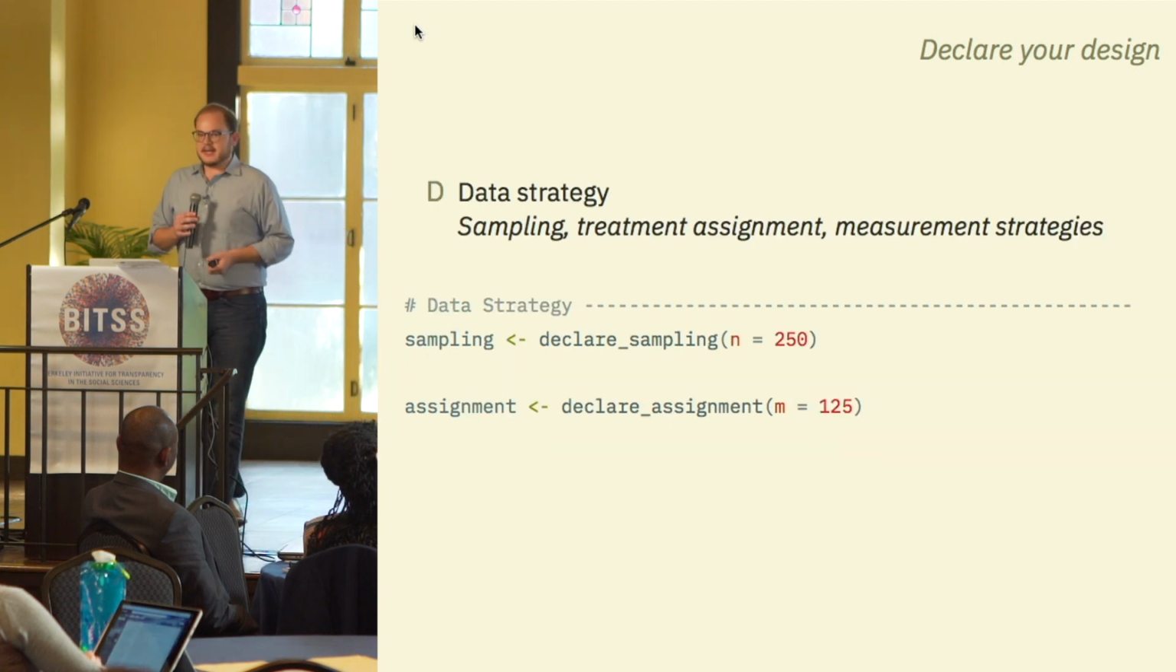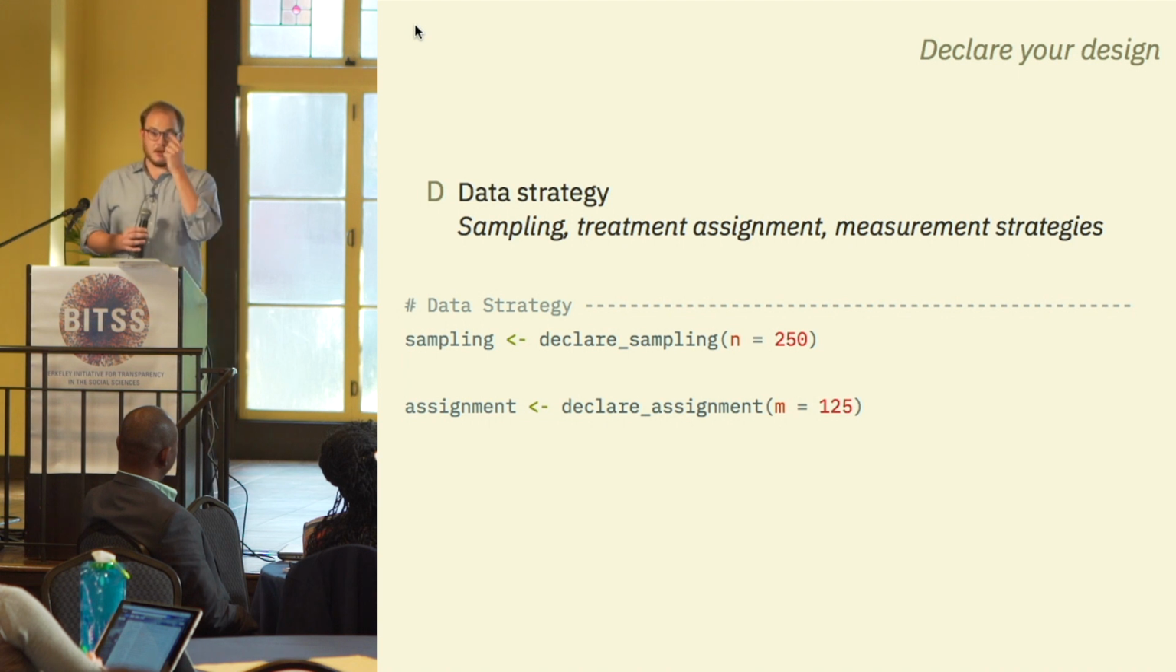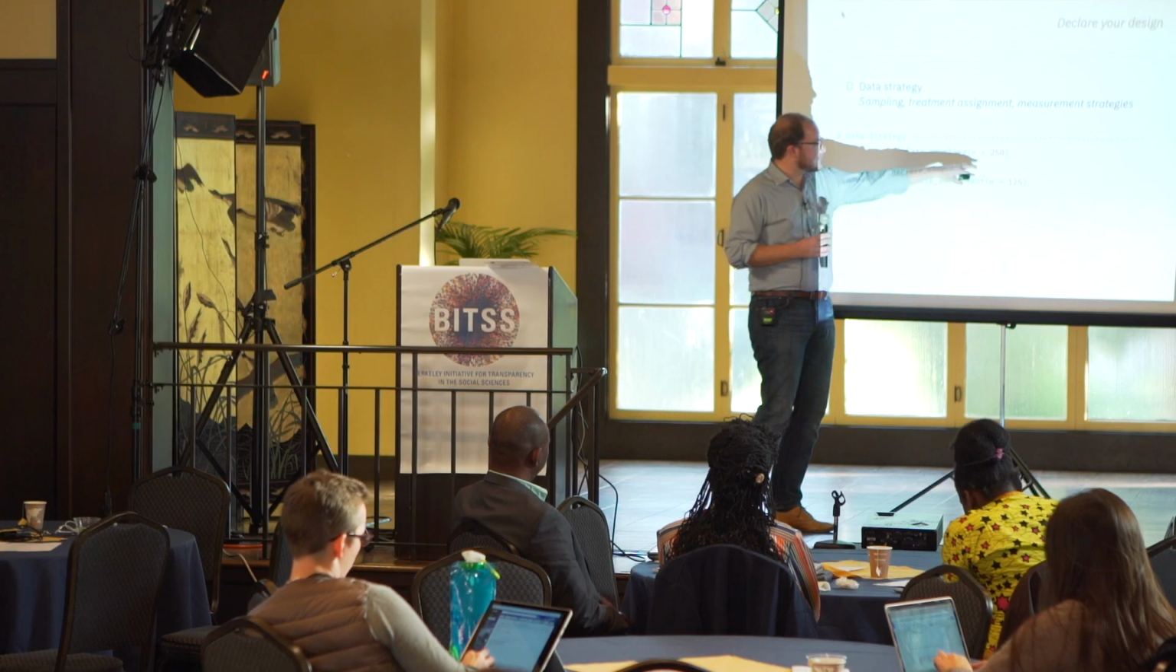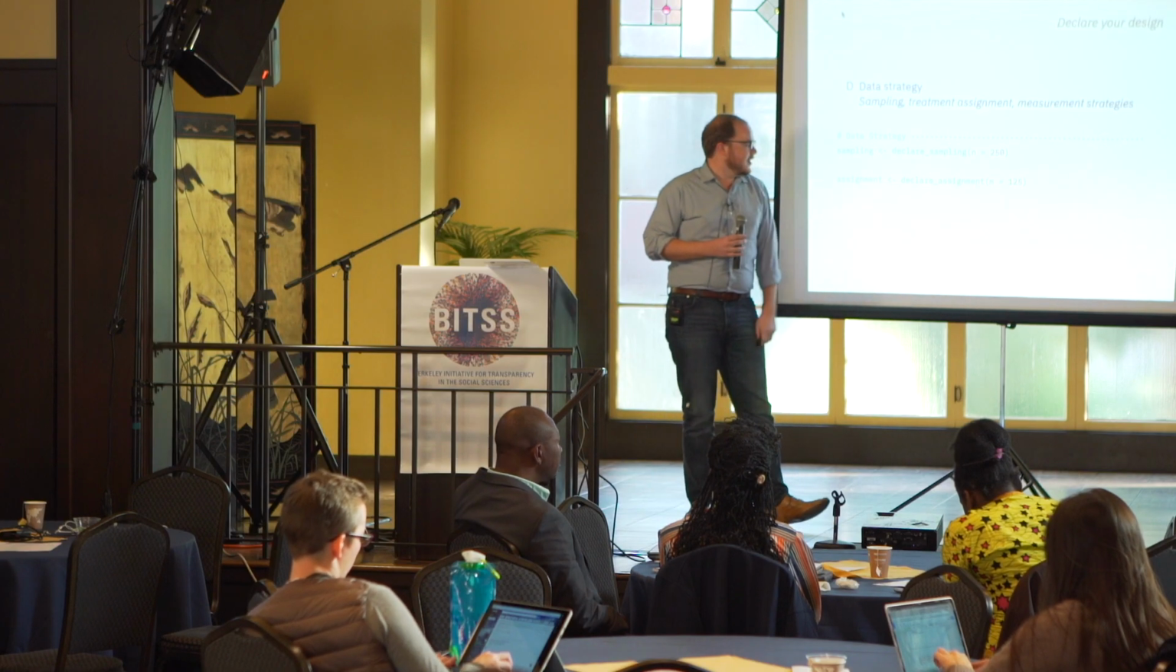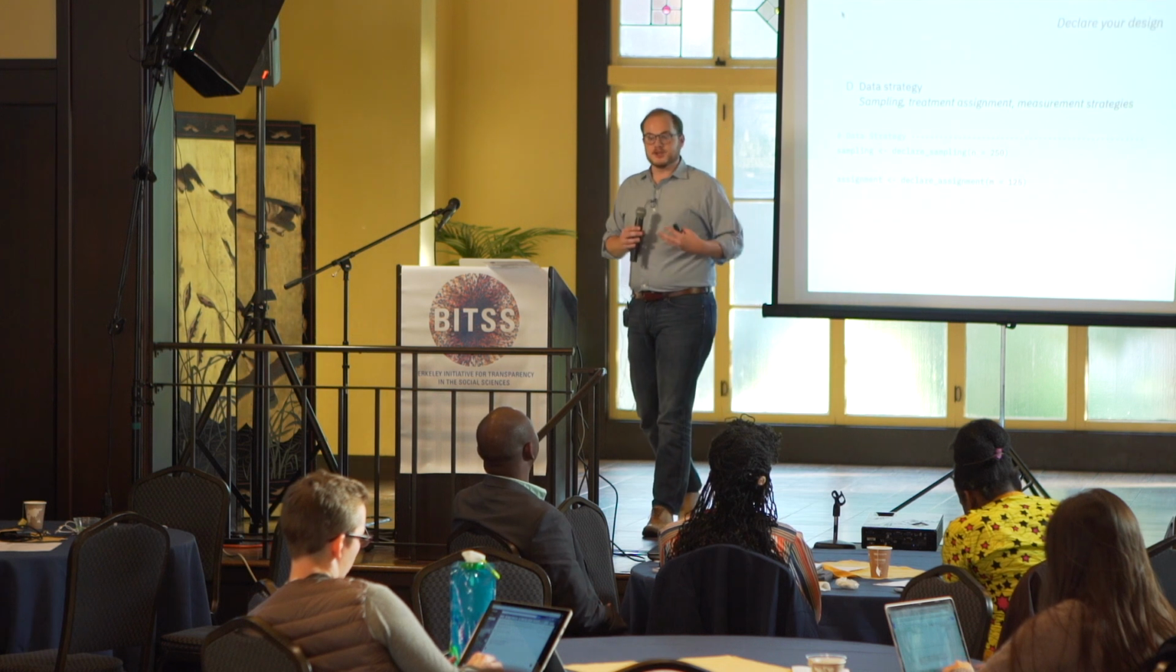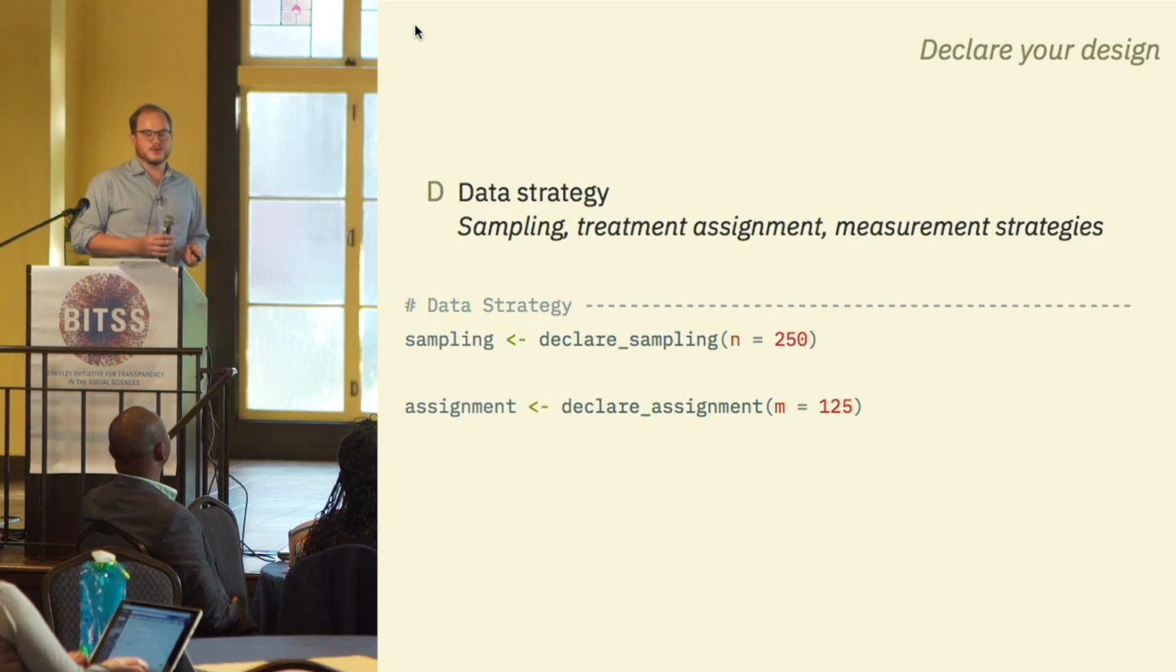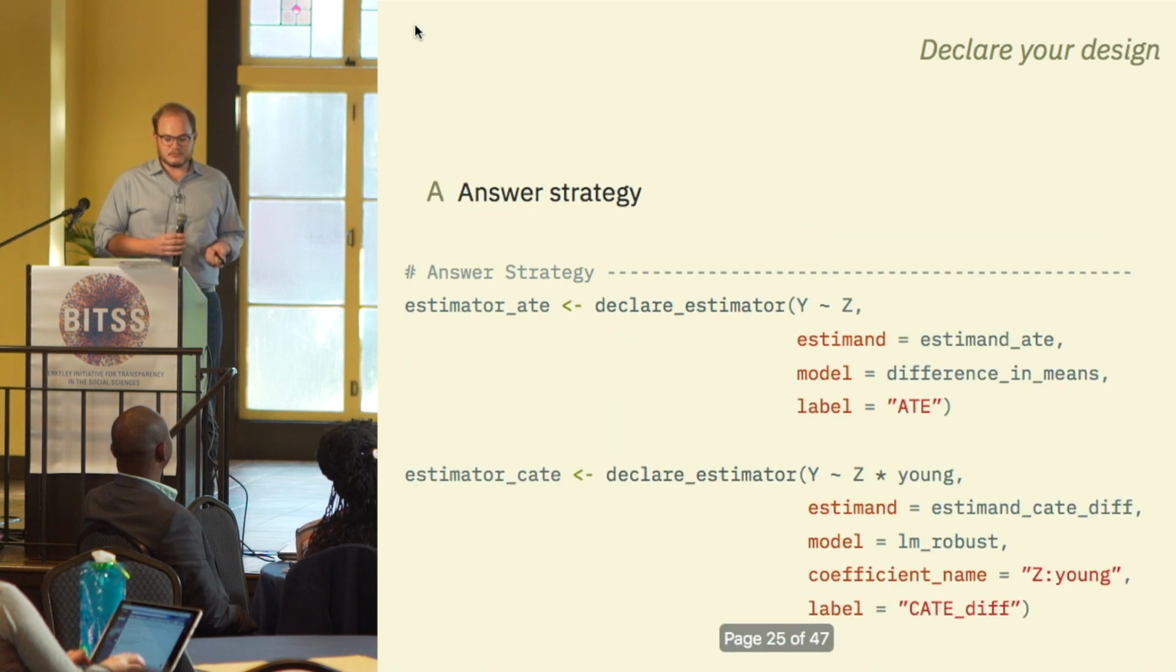Third, we're going to define our data strategy. And in this two-arm experiment, we have two parts of the data strategy. One is that we're going to sample units. So we define the number of units that we're going to sample, 250, and the number of units that we're going to assign to the treatment within those 250. So we'll assign 125 to treatment and 125 to control. And this is using our randomizer package, which we're releasing soon, that has a large range of common randomization and sampling tools that social scientists are using that makes it easy to tell us about your design.